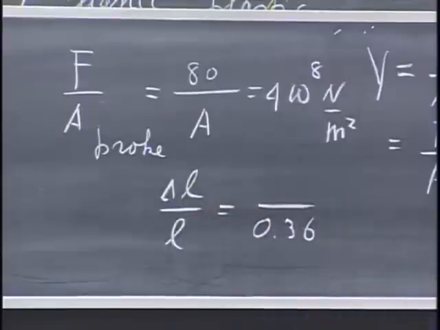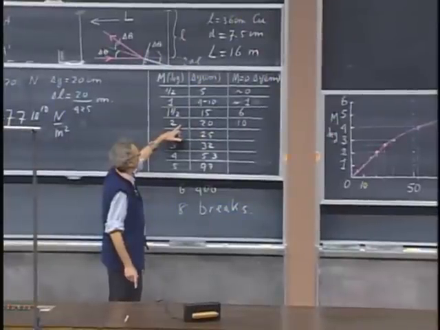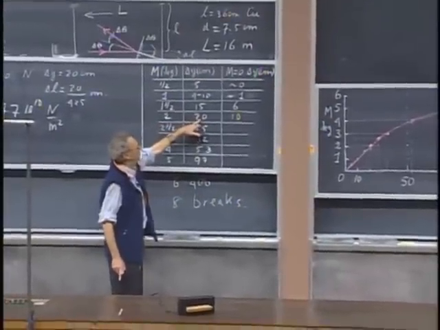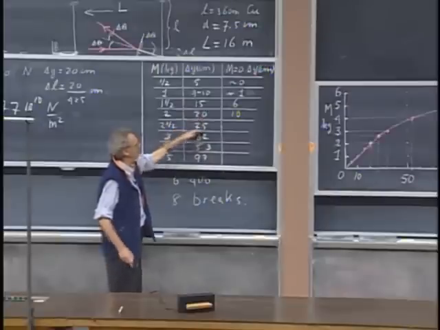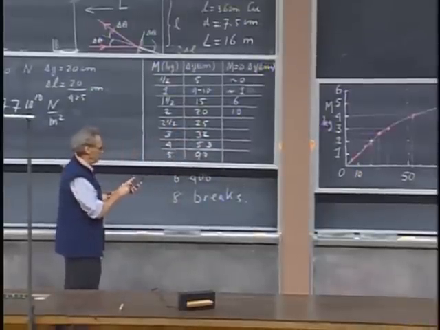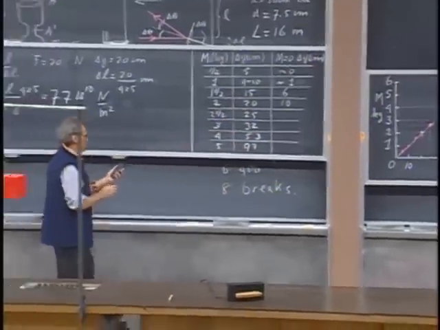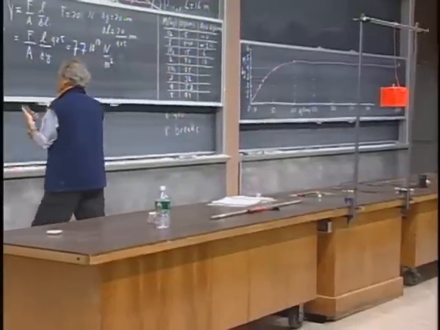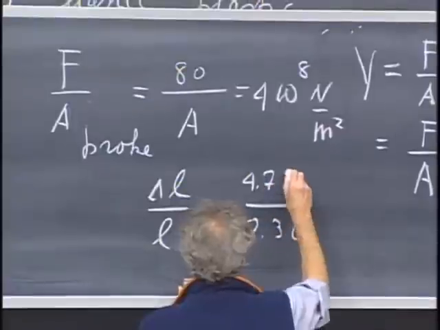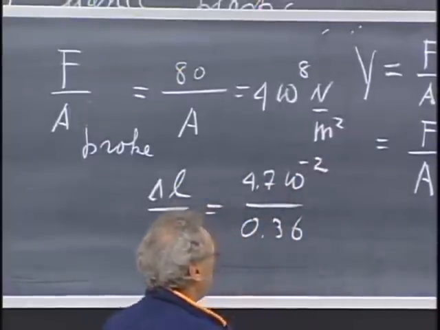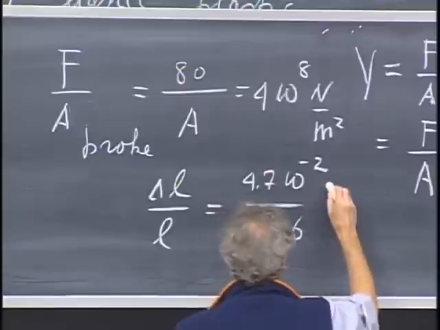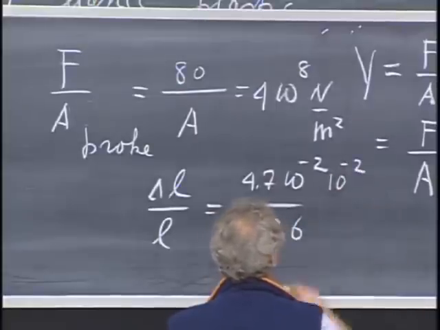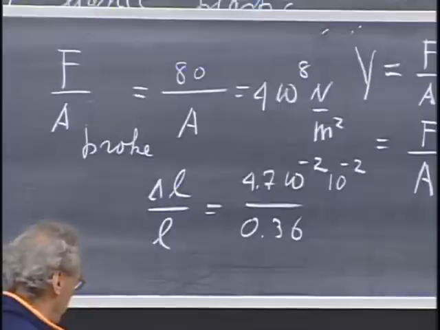And when we take the case where we reach the end of the Hooke's law parameter space, we have a delta L which is 425 times lower than this. So we have 20 divided by 425. And that is 4.7 times 10 to the minus 2. But that is in terms of centimeters, and we want it in terms of meters. So we have to multiply by another factor 10 to the minus 2. So exponents change, minus 2, divided by 0.36.